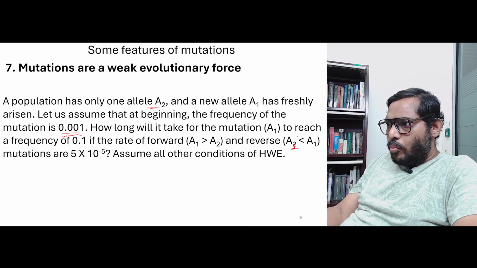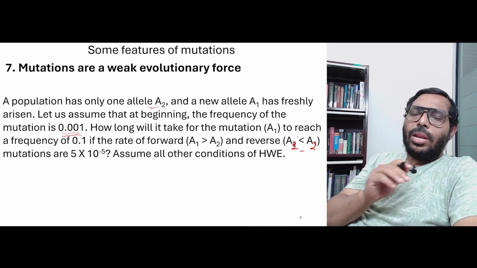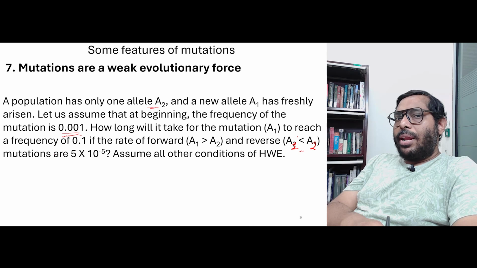So, this should be 1 and this should be 2. Yeah, A1 becoming A2 and this is A1. Sorry, this is a typo over here. So, anyway, now why am I choosing a rate of 5 into 10 to the power minus 5?